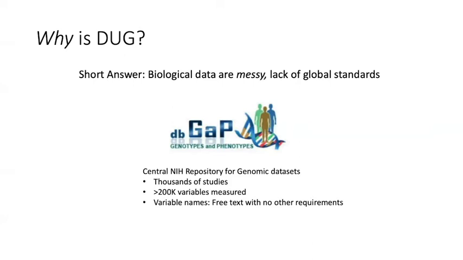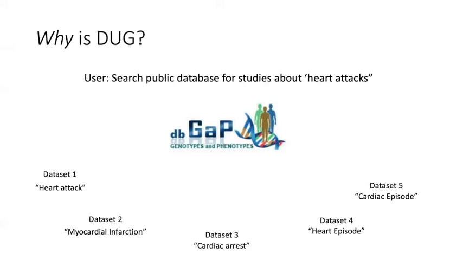That's great, right? What's the problem? The problem is that studies in dbGaP are allowed to name these variables whatever they want, which is great in terms of providing descriptive freedom, but not so great if you're trying to make a system that is searchable in a comprehensive way. So why is that a problem? Let's illustrate the point.